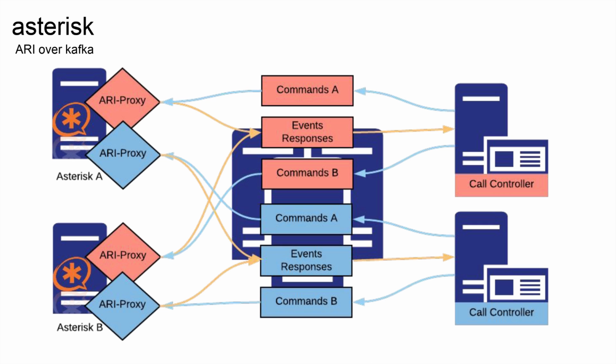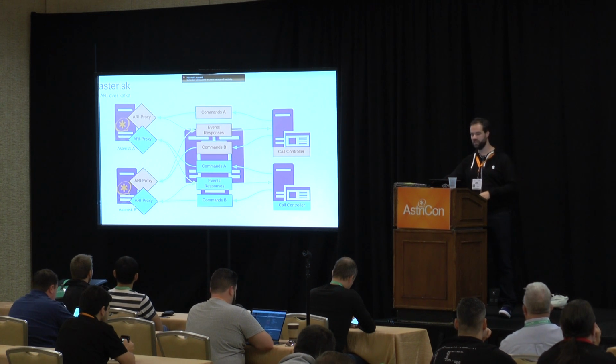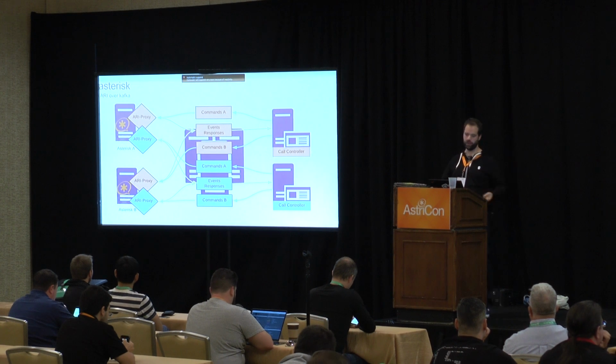Then you can put that up in a more complex way. We have two Asterisks with two ARI proxies each, so we have two events and responses topics for the different kinds of ARI proxy, and then we have Asterisk commands topics to get back the commands from the call controller. This doubles because we have two ARI proxies for each Asterisk, so in sum we have 4 commands topics and 2 events and responses topics. So I hope you get it.